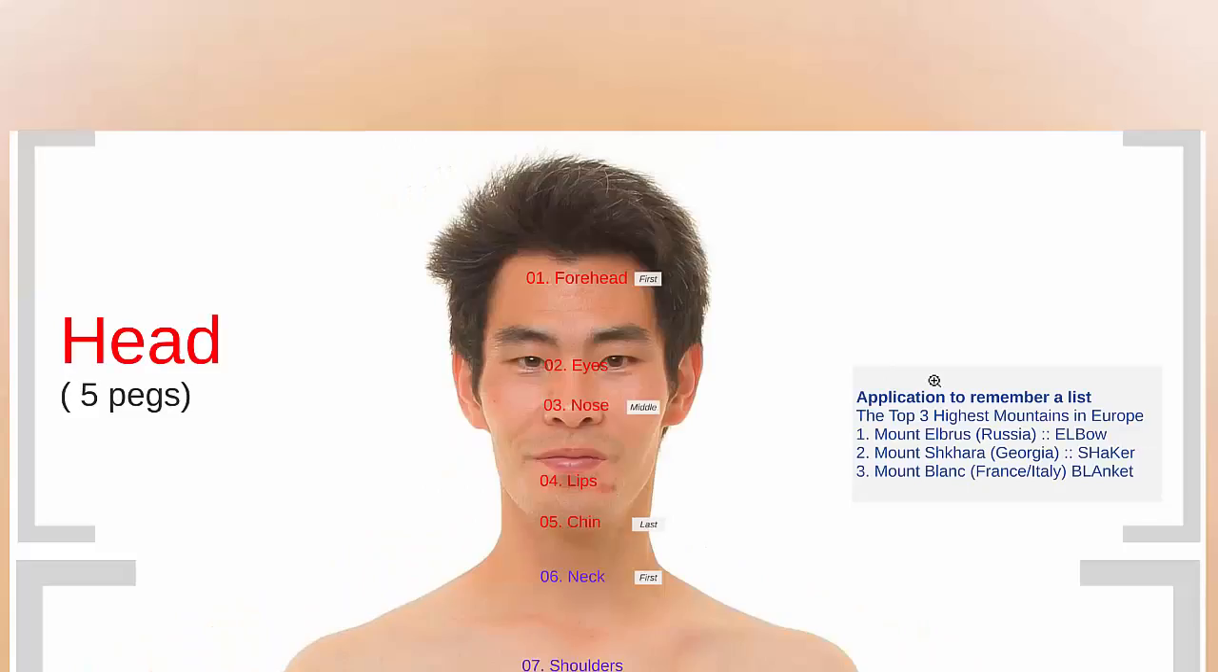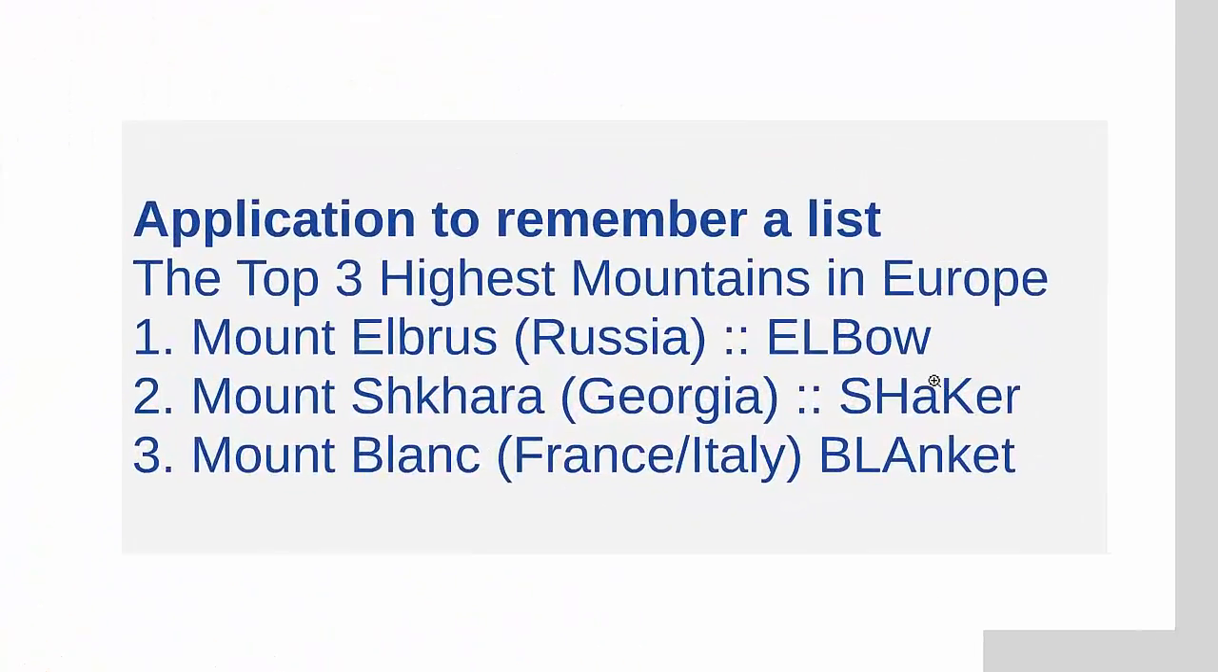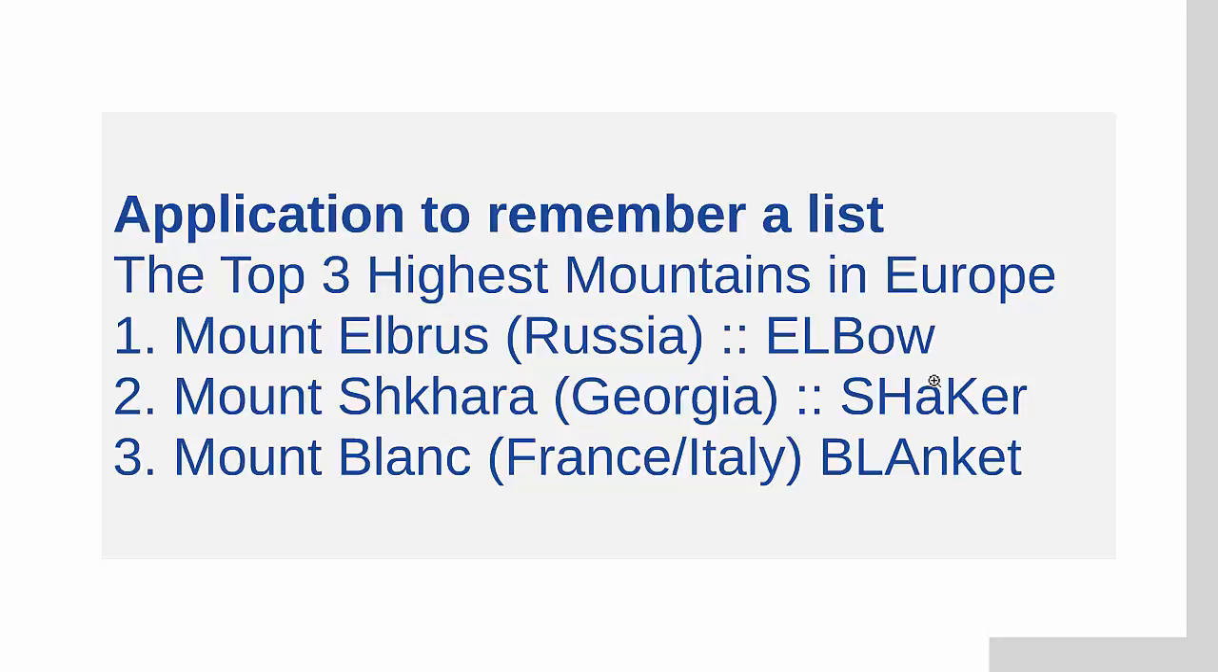Before we proceed further with the next groups, that is upper body and lower body, let's take a quick look at the application. How can we use body pegs to remember a list of things? Here I have a list of the top 3 highest mountains in Europe. Mount Elbrus in Russia, Mount Saqqara in Georgia, and Mount Blanc in France. And now the question is, how can we use body pegs to memorize this small list of facts?